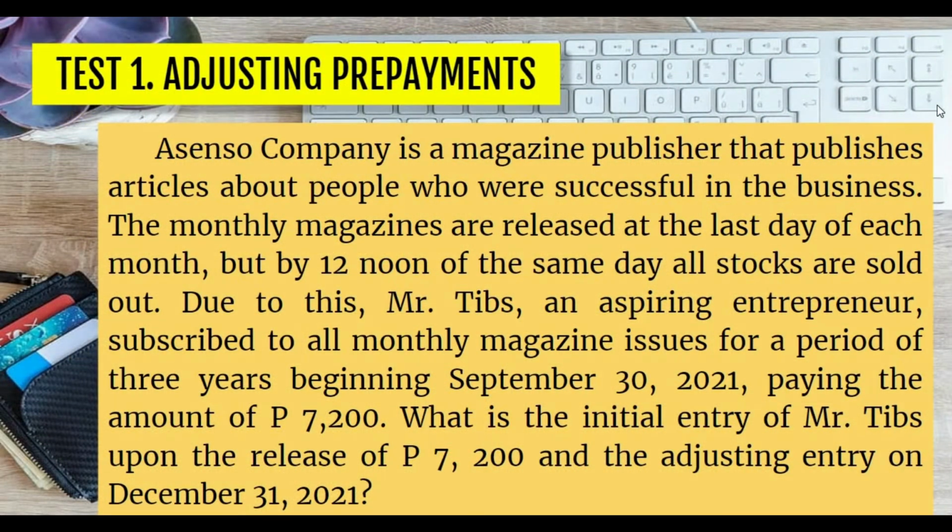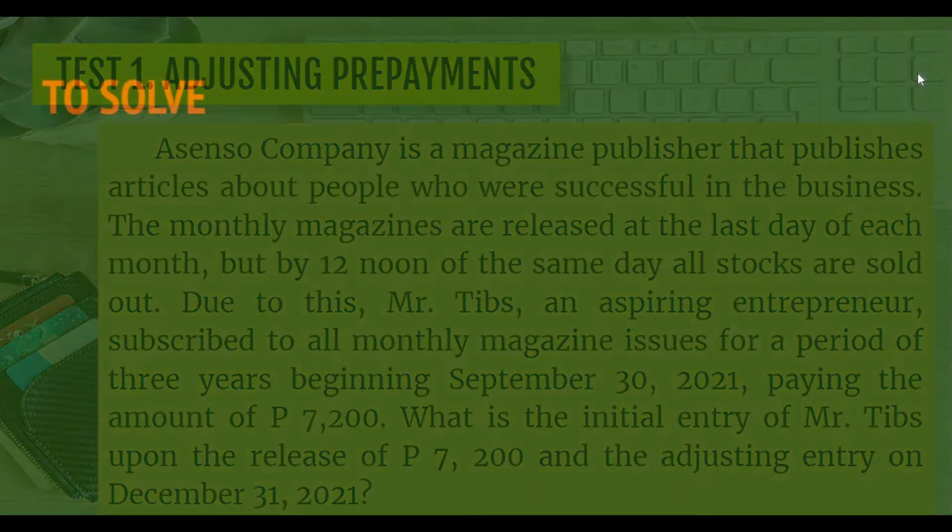Now, the problem last week was Mr. Tibbs subscribing to a 3-year subscription beginning September 30, 2021, paying the amount of 7,200. So your task is to write the initial entry of Mr. Tibbs upon the release of 7,200 and the adjusting entry on September 31, 2021.